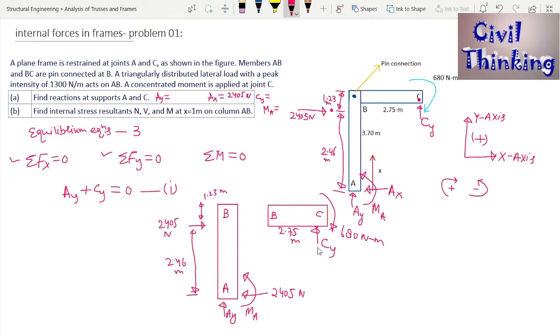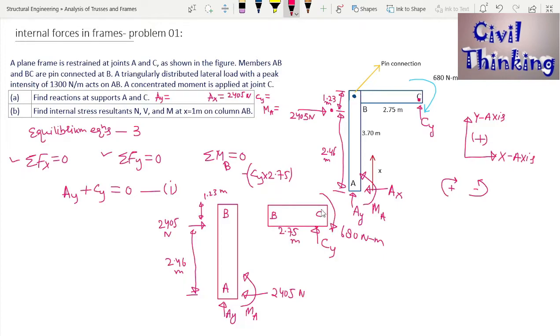Now we also have to find Cy. Here is the trick. I mean, here is why we did this. We will apply summation M equals 0 on BC or AB or both, so that we can find our unknowns. Now in BC, if you apply summation of moment at B equal to 0, what are you going to get? At B there is a moment due to Cy in the anti-clockwise direction, and anti-clockwise is negative, so I'm going to write minus Cy. How far is it from B? 2.75.